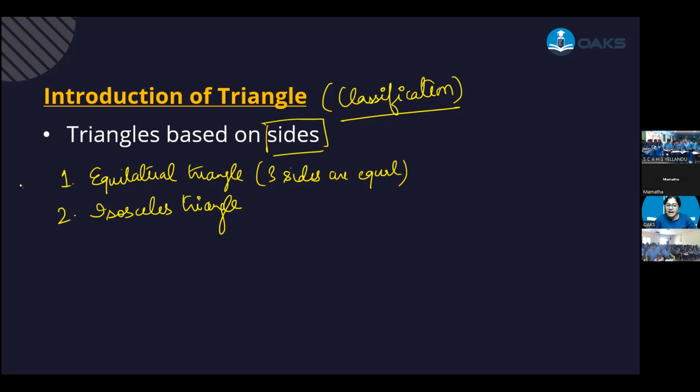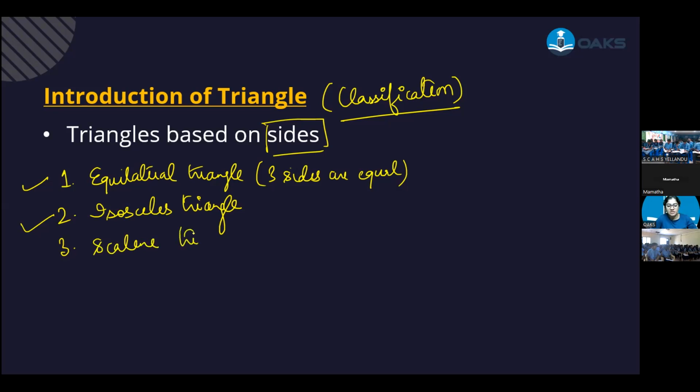Okay. Now we have the equilateral triangle and the isosceles triangle. Now what will be the third type? It will be one where none of the sides are equal. So what is the name? Anybody know the name of a triangle where all the sides are unequal? Okay, I guess nobody knows, right? It is the scalene triangle.